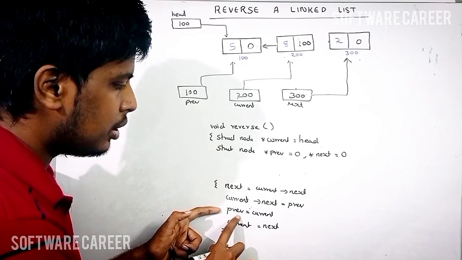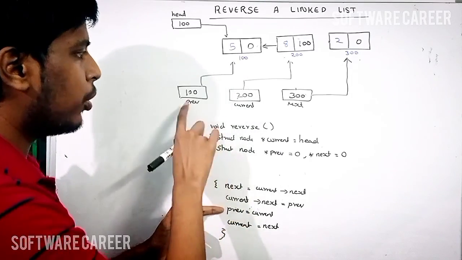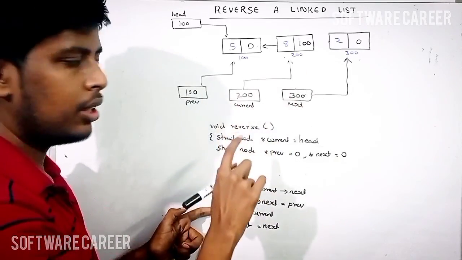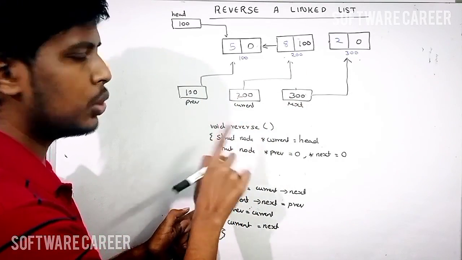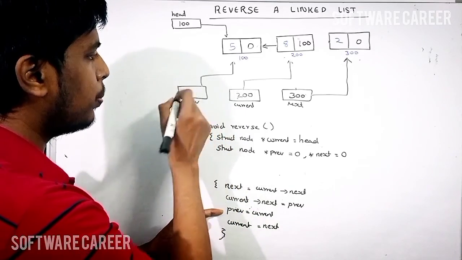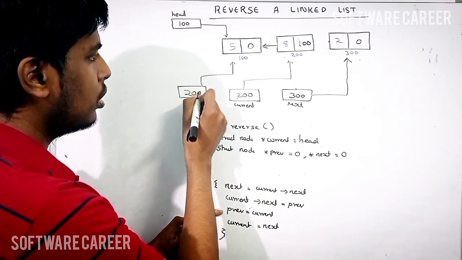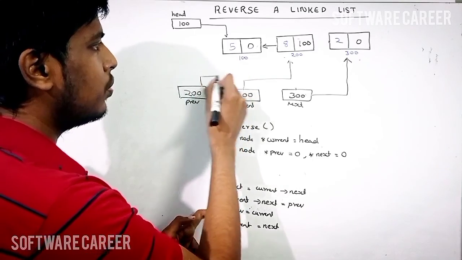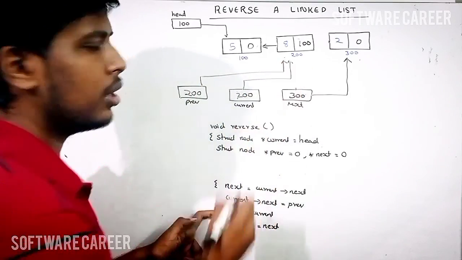Now see, the next step is you should move previous equals to current. That means you should move the previous pointer one step ahead. So what is current? Current is 200. That 200 is put on previous. So this pointer cancels and this pointer points towards the node having address 200.